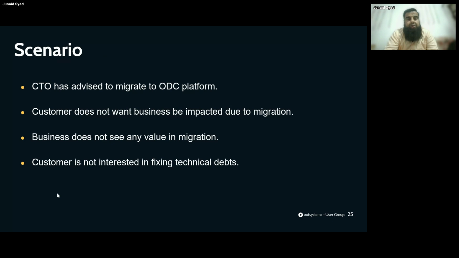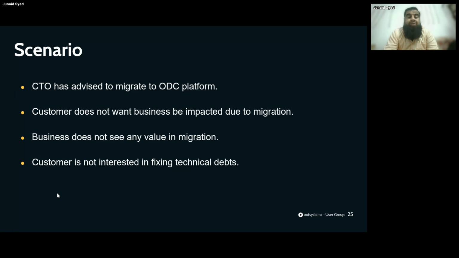Now, talking about the scenario, how we started with this migration. The chief technology officer had advised us to migrate to the ODC platform. The customer warned us that they did not want the business to be impacted due to migration. So we had to ensure that the end-to-end processes would continue to run as is.